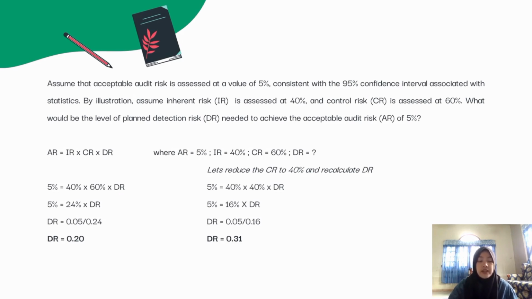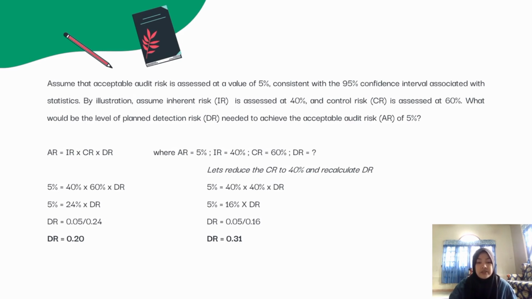So we have this example. Assume that acceptable audit risk is assessed at a value of 5%, consistent with the 95% confidence interval associated with statistics. By illustration, assume inherent risk is assessed at 40% and control risk is assessed at 60%. What would be the level of planned detection risk needed to achieve the acceptable audit risk of 5%? So we have this formula AR equals IR times CR times DR, where AR is 5%, IR is 40%, and CR is 60%. Then we have to find detection risk. So let's substitute. Then we have a detection risk of 20%.